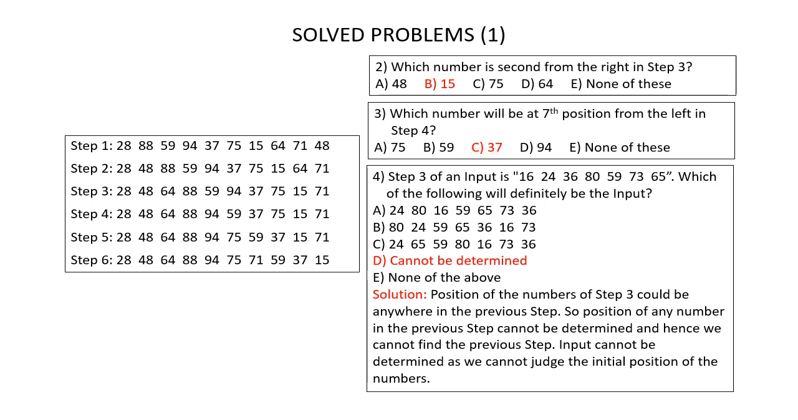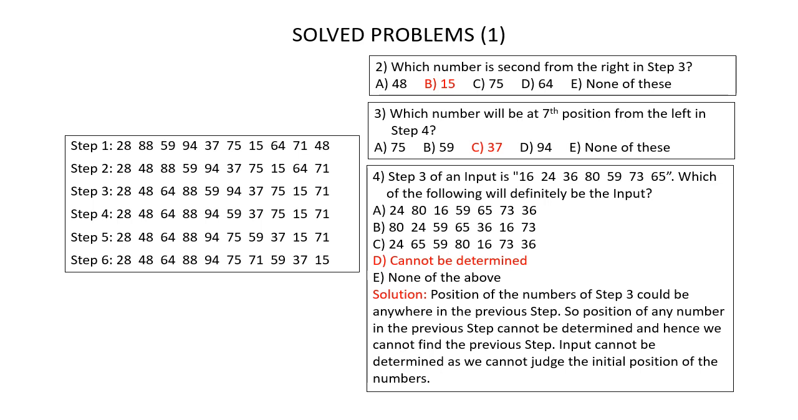Question number 4. Step 3 of an input is 16, 24, 36, 80, 59, 73 and 65. Which of the following will definitely be the input? Here you are given 5 options and you have to find out which of these options is the correct one. So here you are given step 3 of an input and you are asked to find which will definitely be the input from these options.